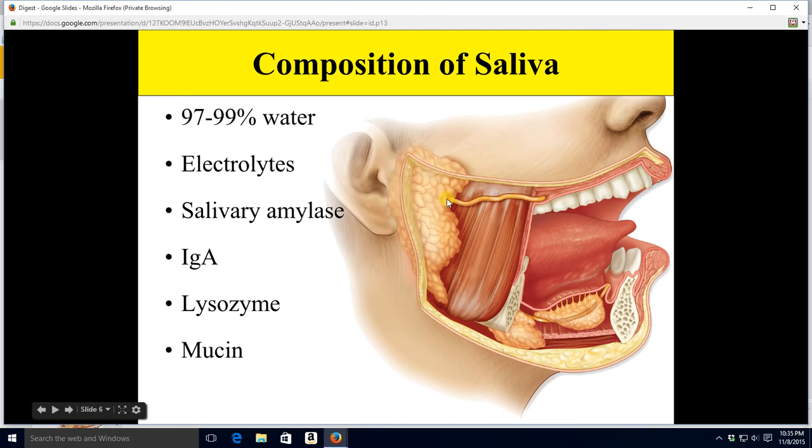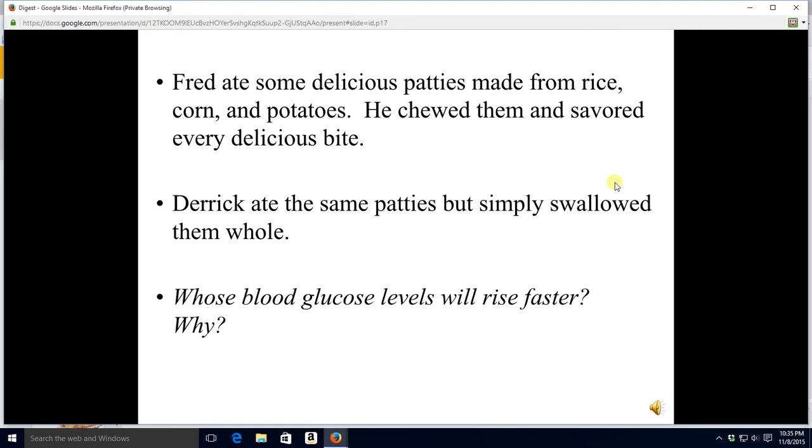Again, we see the parotid gland here. We see the submandibular, and on this picture, we see the sublingual gland as well. And of course, we see the teeth, which are doing mechanical digestion, and saliva makes it easier for mechanical digestion to occur as saliva moistens the food. All right, a couple of questions for you to do on your own.